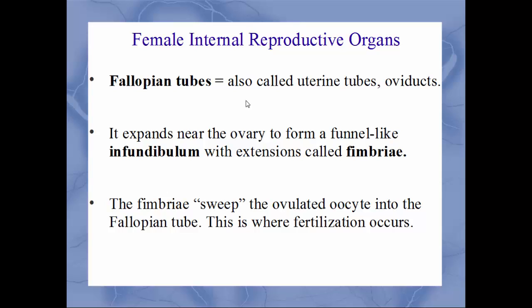Alright, we'll talk about some of the internal reproductive organs for females. The fallopian tubes. These are also called oviducts or uterine tubes. Any of those three are correct, but for this class we'll focus on fallopian tubes. Now these will expand right near the ovary to form a funnel-like structure called the infundibulum. And on that you'll find finger-like extensions called fimbriae. Now these fimbriae will actually sweep in the ovulated oocyte into the fallopian tube. And inside the fallopian tube is where fertilization actually occurs.